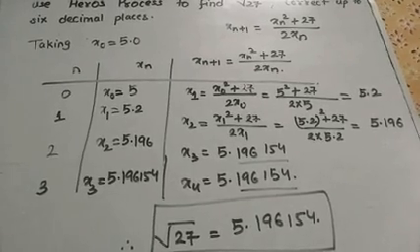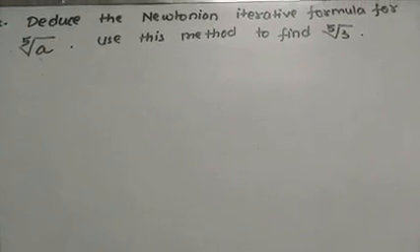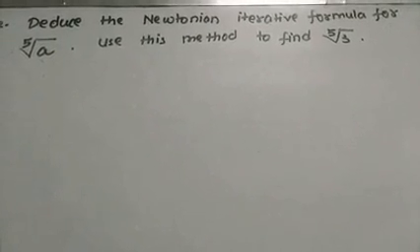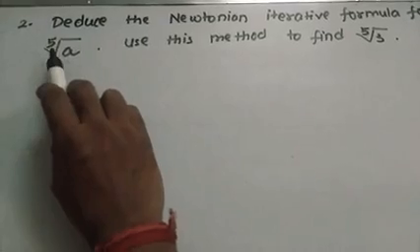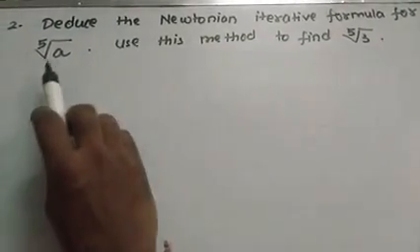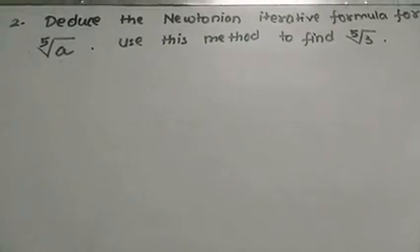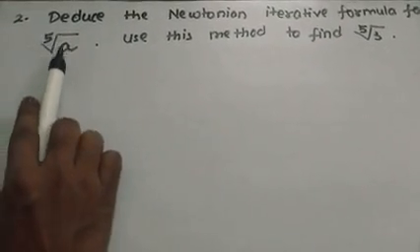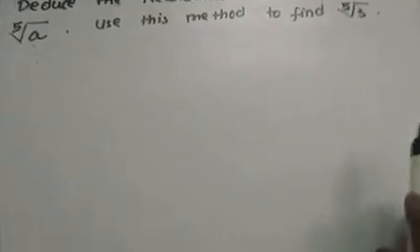Okay, now the next question. The next question is: deduce the Newtonian iterative formula for a to the power 1 by 5, or you can say the fifth root of a positive real number a. And the next part we will discuss later on.